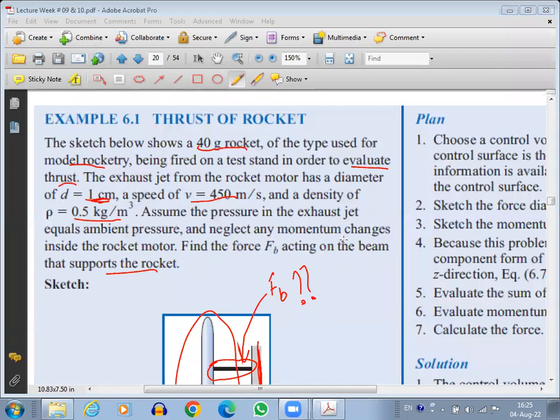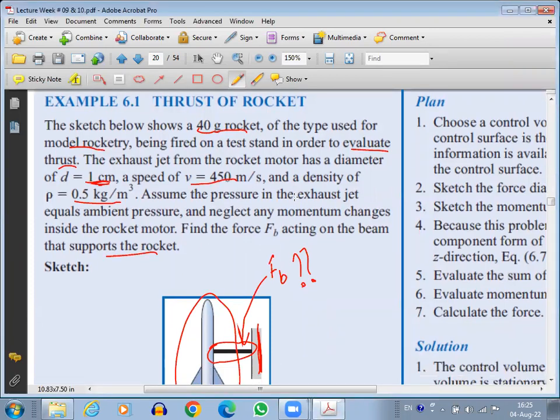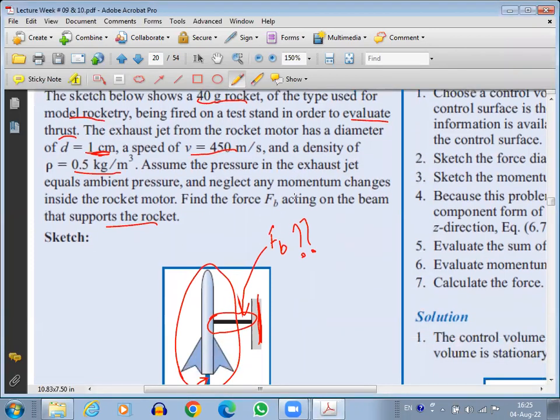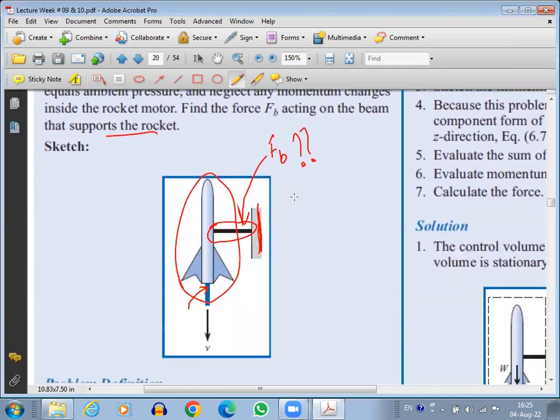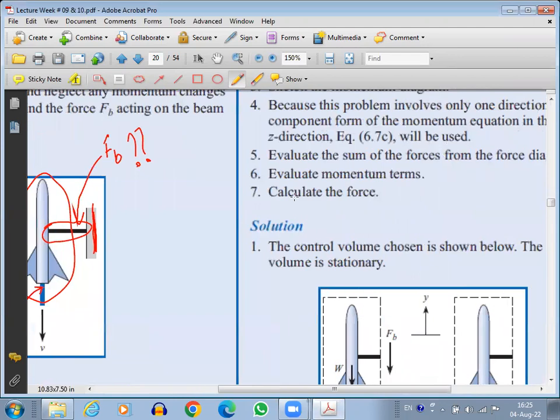Do you understand the problem statement and the figure associated with the problem? Is there anything which is not clear to anybody? If it's clear, then we are going to move towards the solution. Okay. So let's move towards the solution.